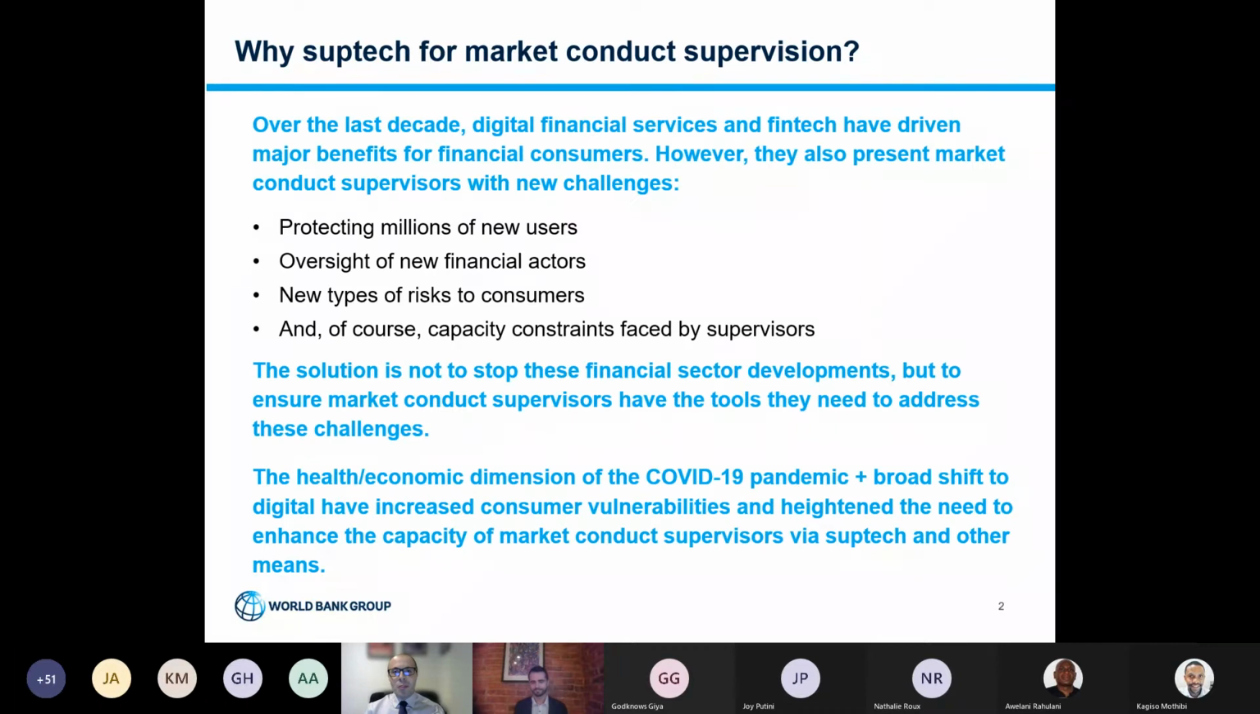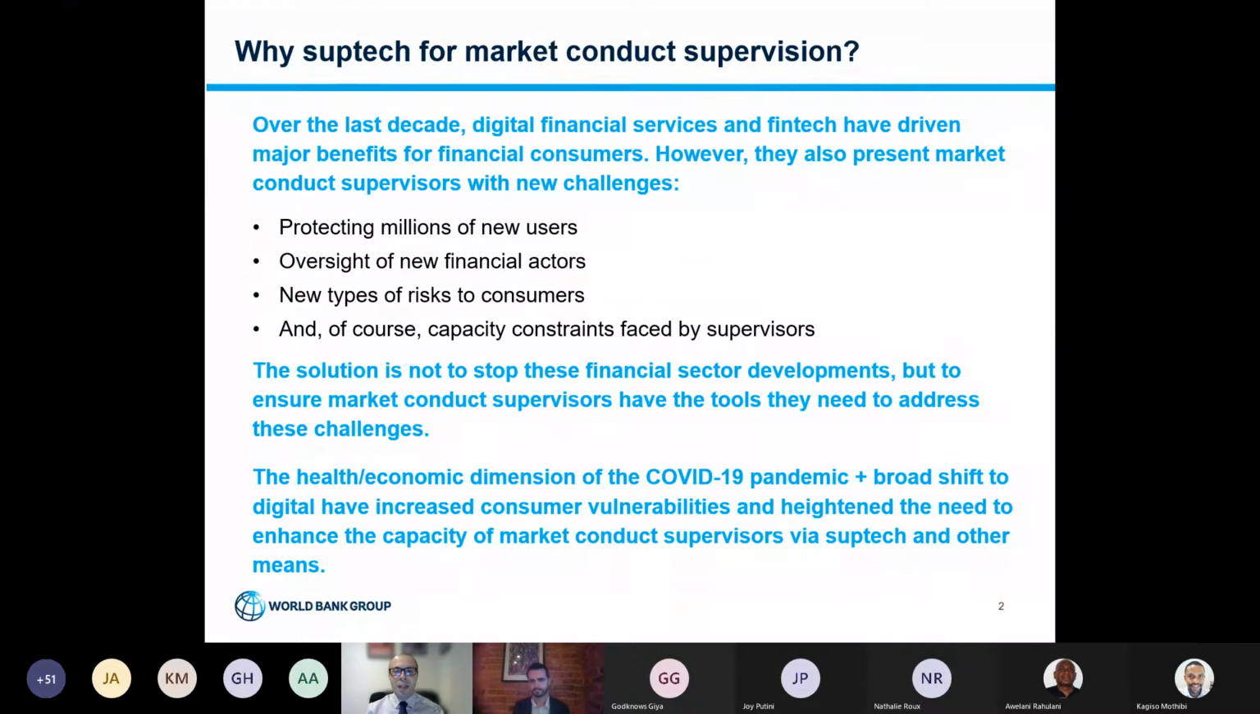So we wanted to share with you a little bit of a snapshot, as has already been mentioned, of research we've undertaken recently in relation to Suptech, and particularly Suptech for market conduct supervision. Myself and the team have been working with the FSCA and with National Treasury on a range of initiatives in the last 5 or more years around both market conduct regulation and supervision.